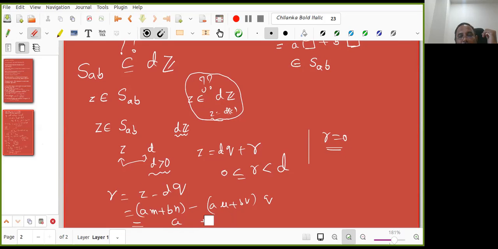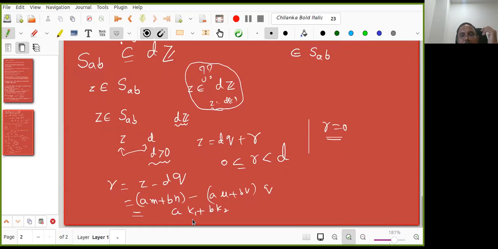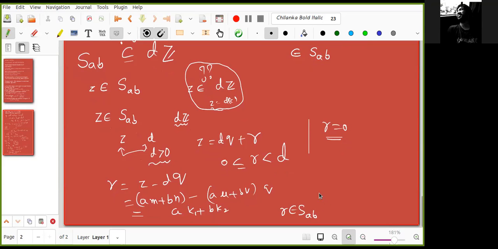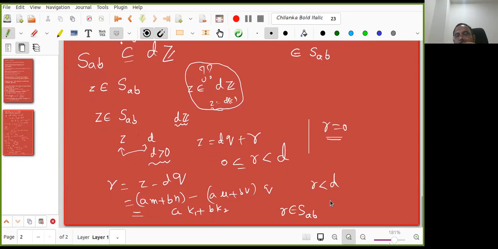Now, not R actually. R is already I took. So I take some K1, K2 later. Right. Yeah. So now R belongs to SAB. And R is less than D. Correct. Which is a contradiction.